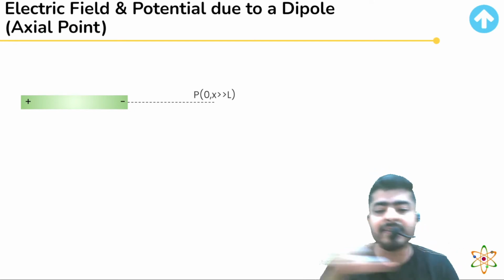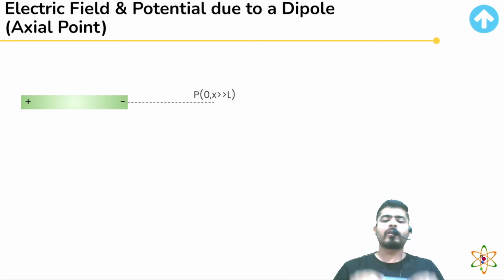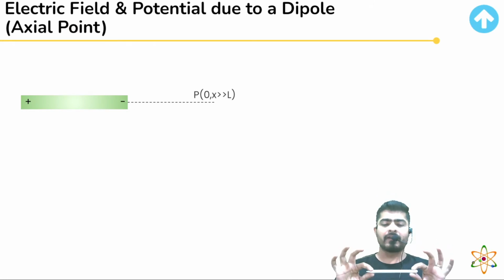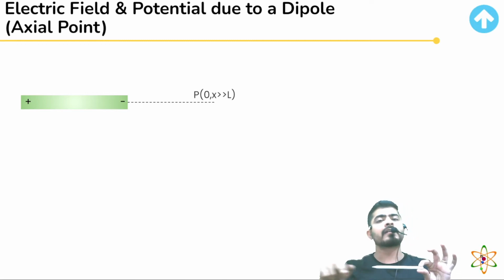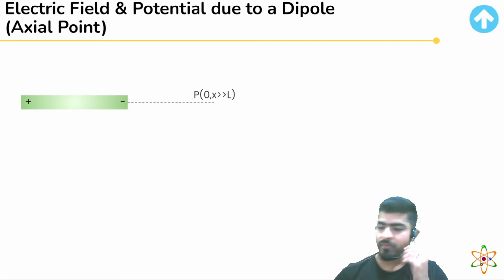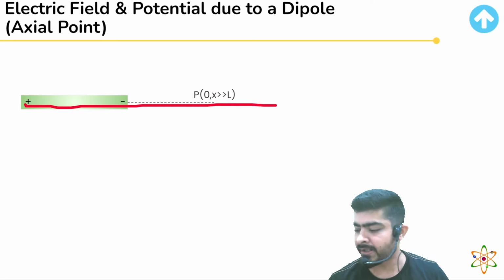the axis of the dipole. What do you mean by axis? See, if this is your dipole, right, then the line along the dipole is the axis of dipole. Over here, this is your axis of dipole. All right.